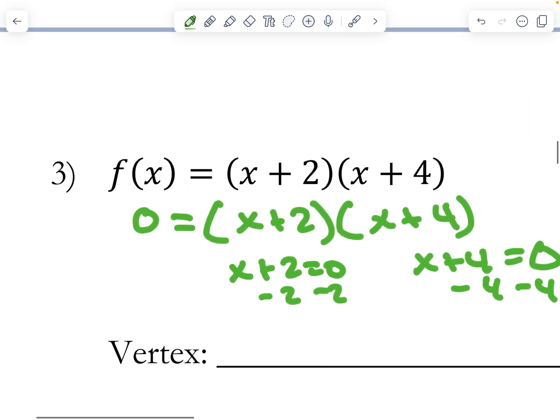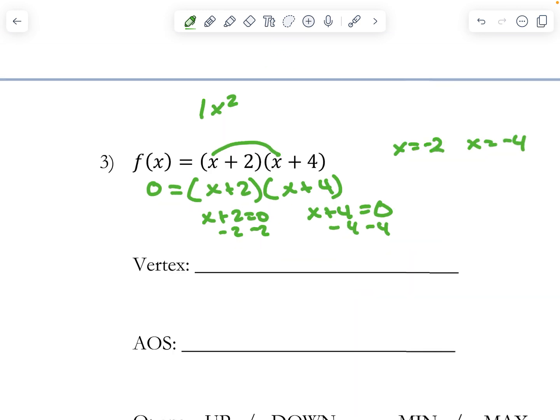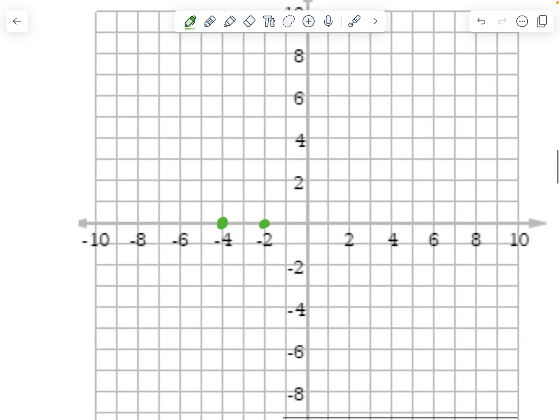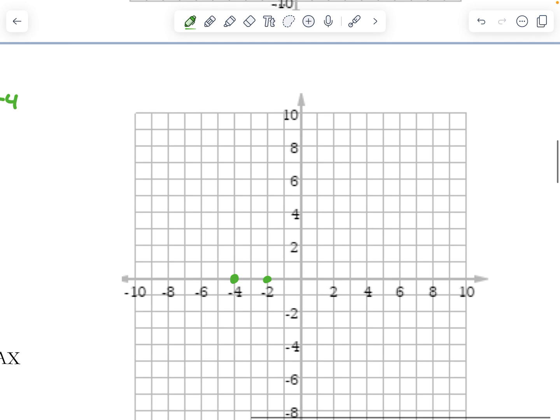I know that my a has to be x times x, so x squared. So my a is 1. So if these are my zeros, right? The axis of symmetry is always going to be in the middle of your two zeros.